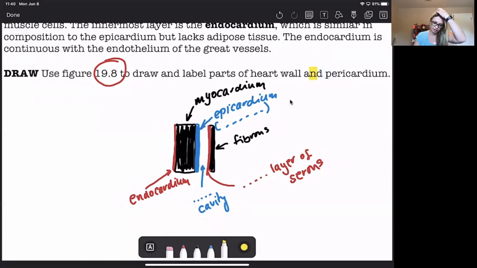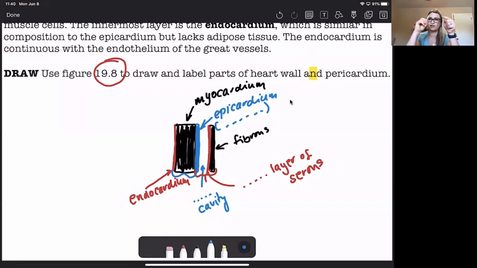Nope. Okay, I thought I could use a highlighter to show a different color, but I can't. So, obviously I can see that I did not make my labels very well, because now I'm having a hard time showing you that this, where I made that bracket, that's the pericardium. And then this is the heart wall, okay?